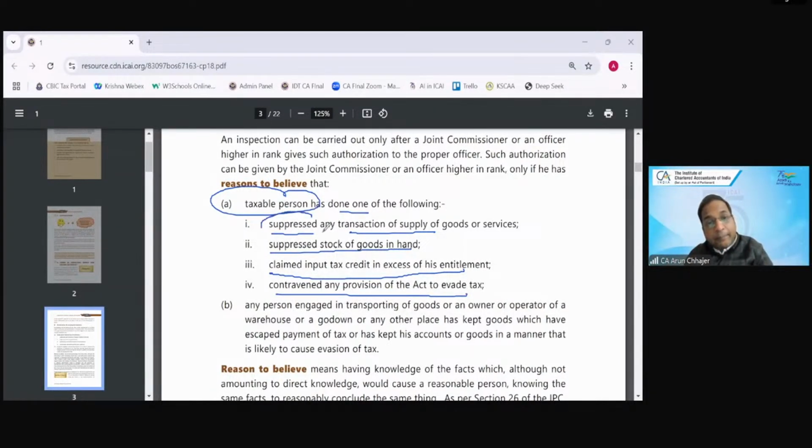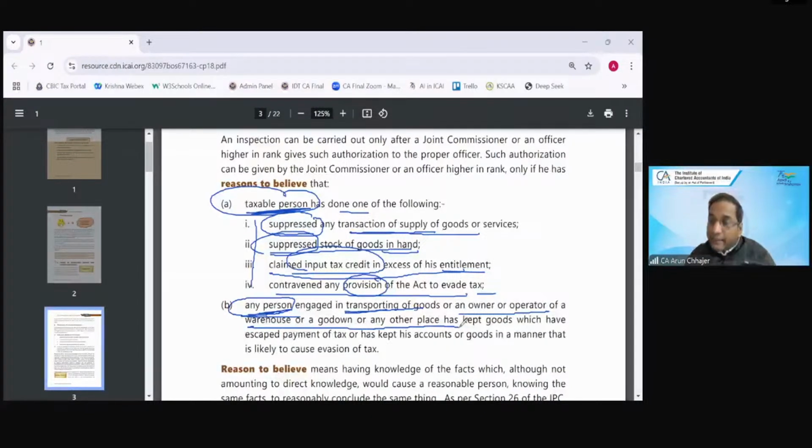What did this person do? Let's read again. Suppressed any transaction of supply of goods or services, suppressed stock of goods in hand, claimed ITC in excess of his entitlement, and contravened the provisions of the Act to evade tax. Here see which word is used: taxable person. If he does any of these, an audit can be initiated. And any person, now the word is any person, they have not used the word taxable person or registered person, engaged in transporting the goods, meaning a transporter, GTA, or an owner or operator of the warehouse or godown or any other place who has kept goods which have escaped payment of tax, or has kept his accounts in a manner that is likely to cause evasion of tax.